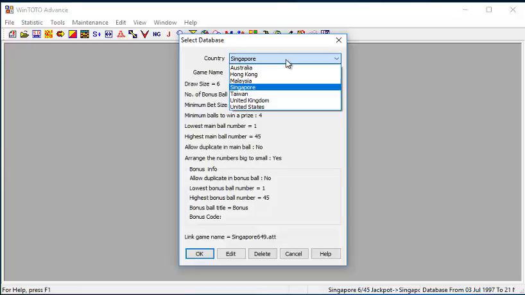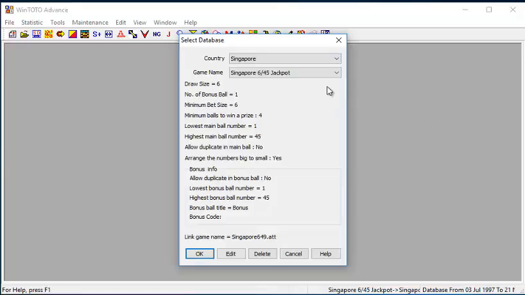Alright, in this software, we have data from Australia, Hong Kong, Malaysia, Singapore, Taiwan, the United Kingdom and the United States. Of course, today we can only discuss the Singapore data. Today, I will only discuss Singapore data. Of course, if you've got a software, you can explore using the same concept. Alright, so Singapore, I'll be using the 645, which include the 649 jackpot numbers.